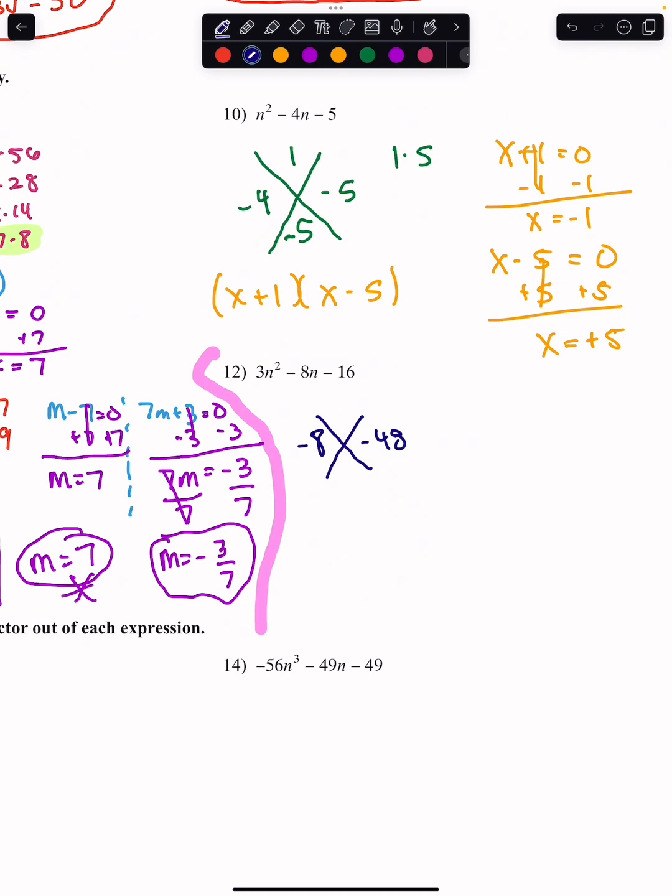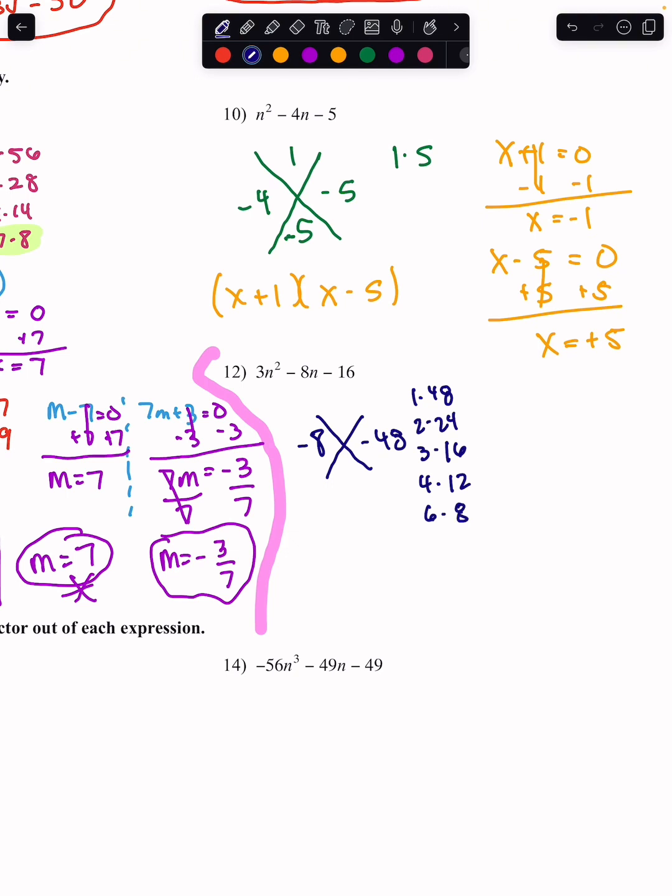Now we got to figure out what times what makes negative 48. 1 times 48. 2 times 24. Let me see. 48 divided by 3. 3 times 16. 4 times 12. 6 times 8. And that's all of them.